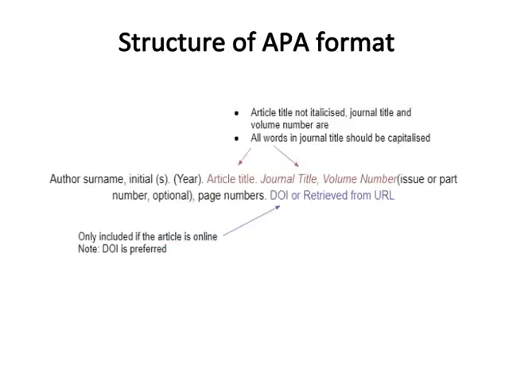Structure of APA format. Start with the author's surname followed by a comma, then initials in capital form, which end with a dot. After that you write the year in small brackets, then a dot. After that the article title is written in sentence case with a dot at the end. After that the journal name with capital letters in italic form, then a comma, then the issue or part number, a comma, and page numbers. If you have a DOI, mention it, otherwise it's optional.